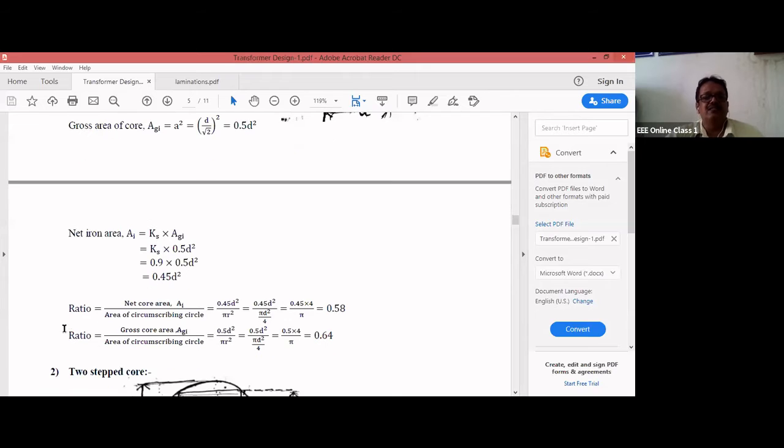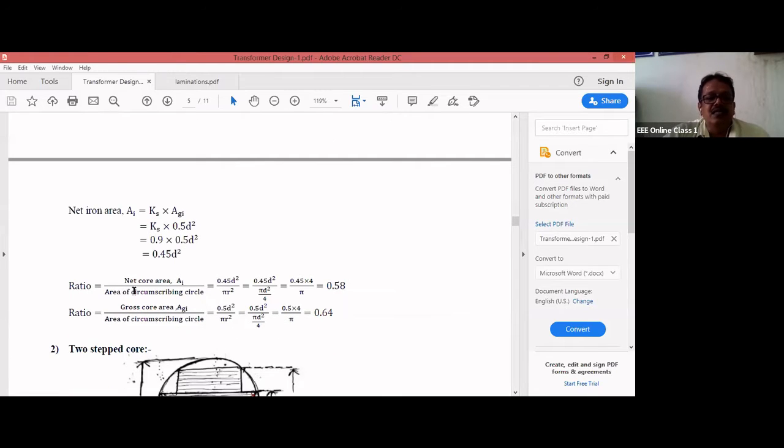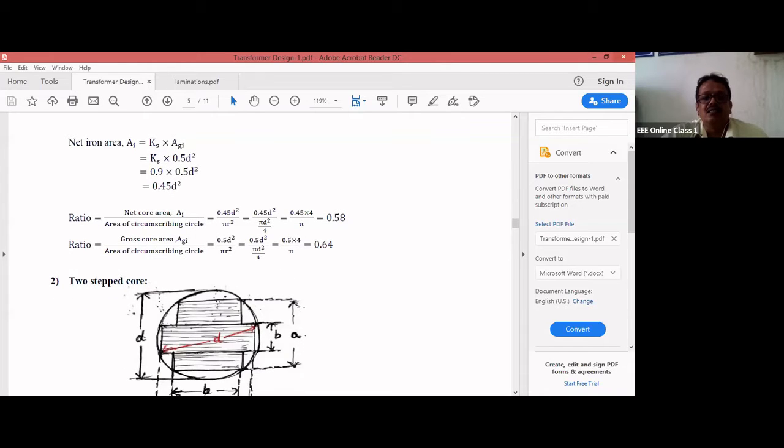Next, you can calculate the ratio. Ratio: net core area AI divided by area of circumscribing circle. Net core area AI is 0.45 D square, divided by area of circumscribing circle, pi r square. R is nothing but D by 2, so the radius is D by 2. So it is pi D square by 4. If you solve this, what you get? 0.58. That is one ratio.